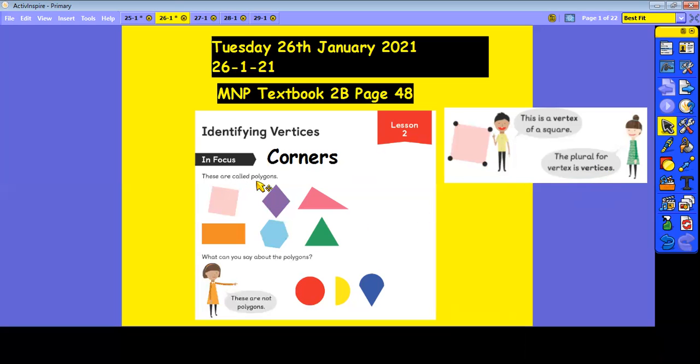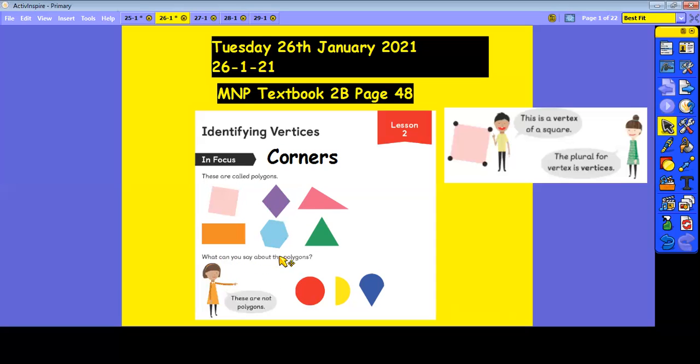And there's another new word that we're introduced to in our in focus task, and that's the word polygon. It says here, these are called polygons. And it's talking about these 6 shapes being known as polygons. They also have other names, children. So you might recognize that shape from yesterday as a triangle. But the word for all of those shapes is polygon. Repeat after me. These are called polygons. Well done.